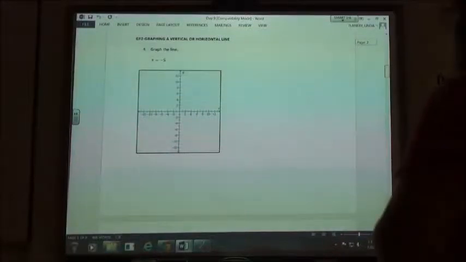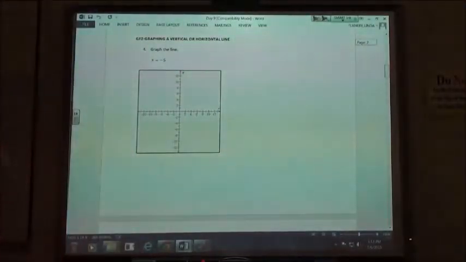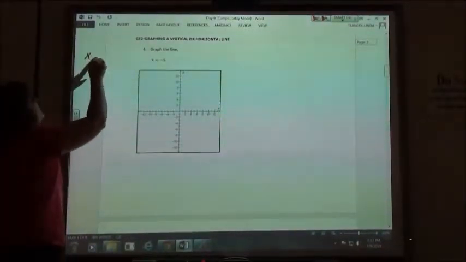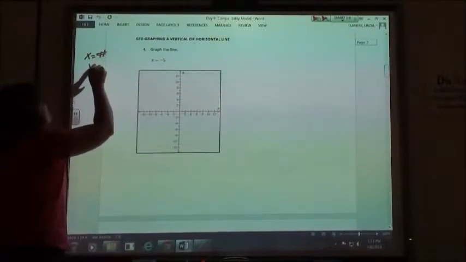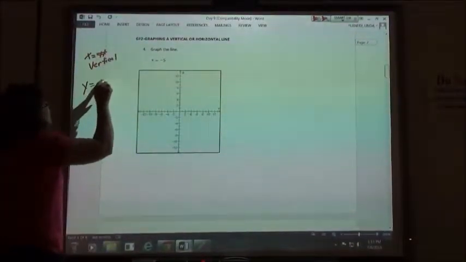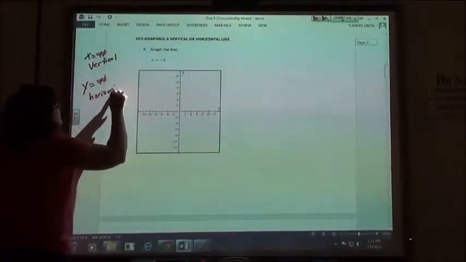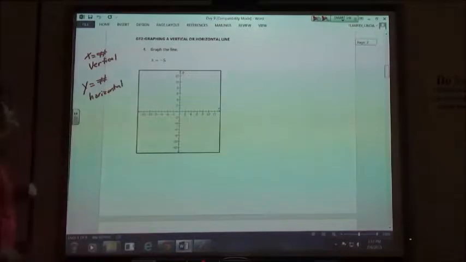4, 5, and 6 are those special cases where you don't have both the x and the y. You either have an x equals or a y equals. If I have x equals my number, my line is going to end up going vertical. If I have y equals my number, my line ends up going horizontal. So they call these special cases because it's not the normal form of the line.